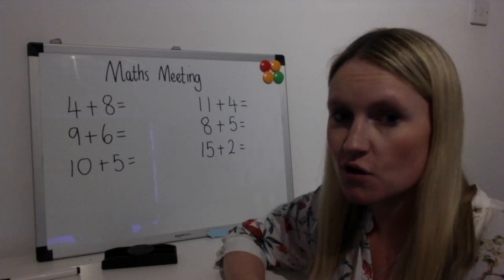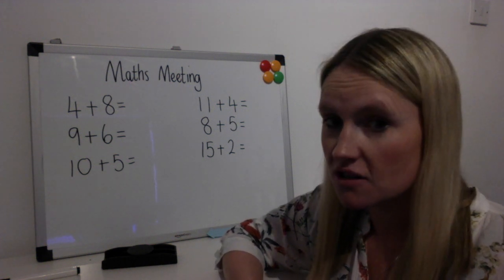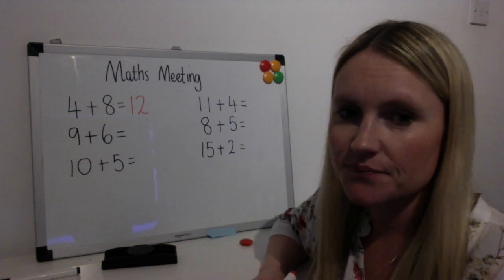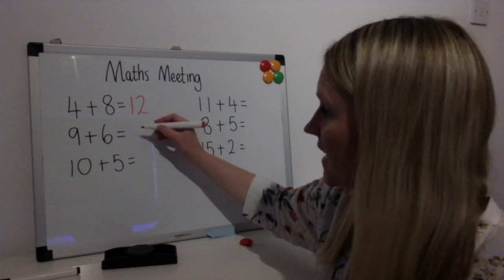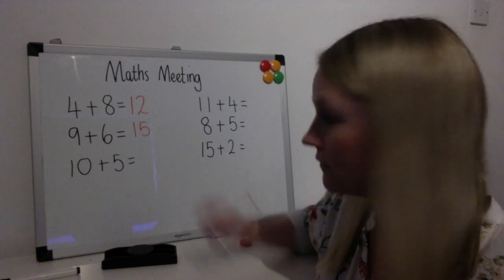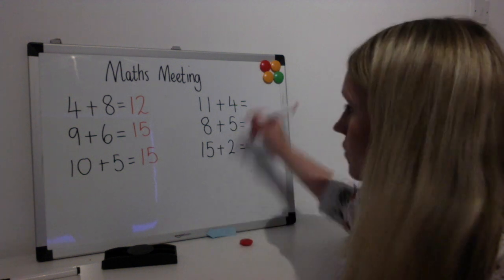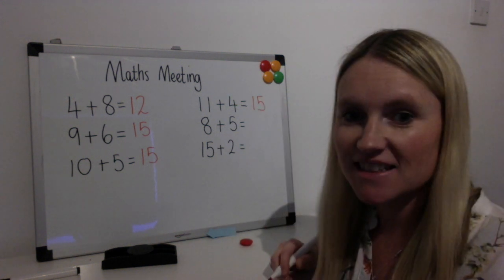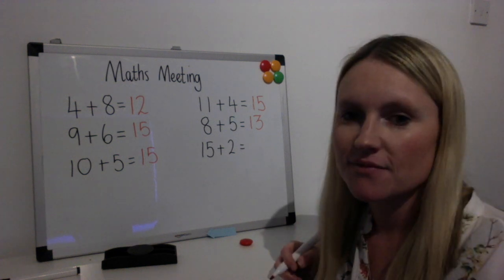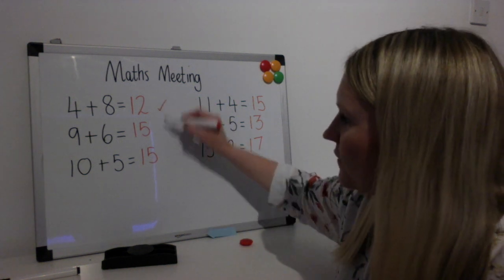Okay, so we've got 4 and 8. Now we know 8 add 2 makes 10, so we'd have to add 2 more to make 12. Now when you're writing 12, remember it's a 1 and a 2, this way round. 9 add 6, it's 15. 10 and 5 is also 15. 11 and 4, another 15. 8 and 3 is 13. And 15 and 2 is 17. If you got them right, give yourself a tick.